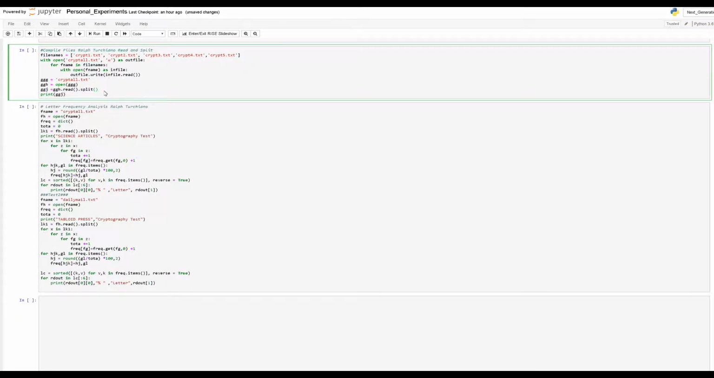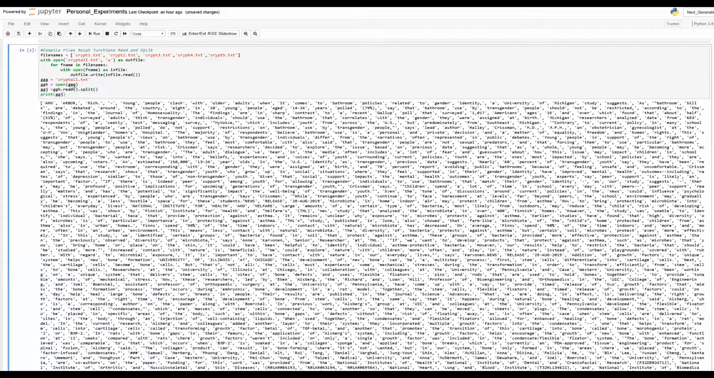First, this code is really dirty, but it's got some cool tricks in it. First, we're going to add all of our files together, in this case, the science articles, and then that read split method, pay attention to that.